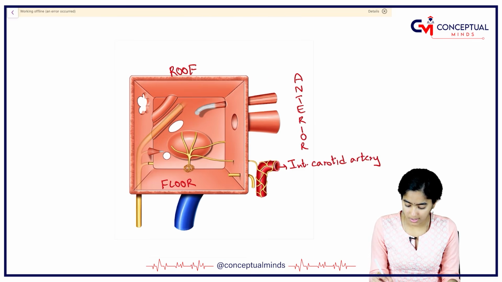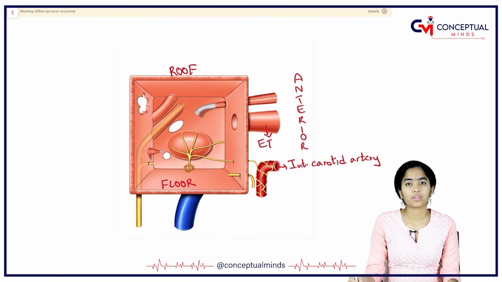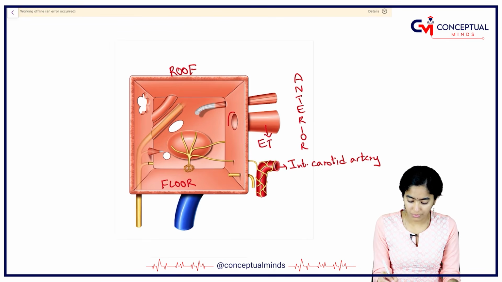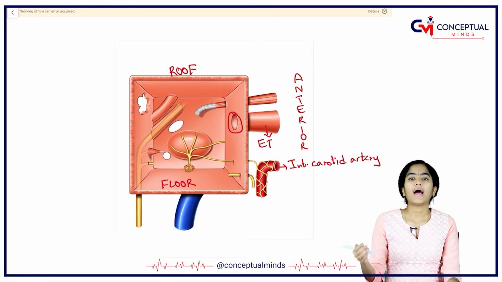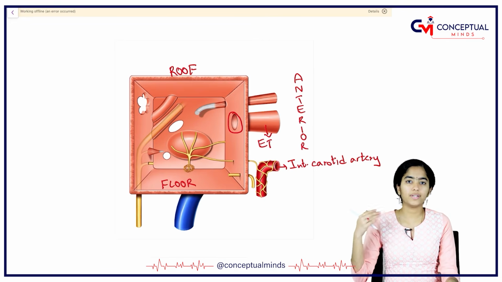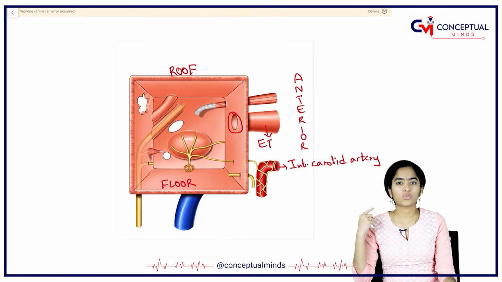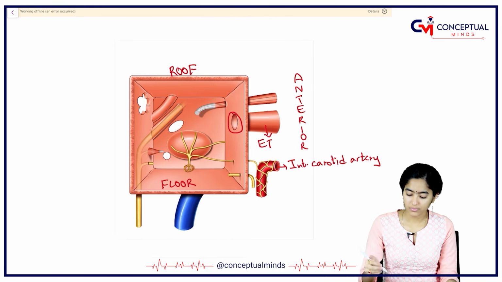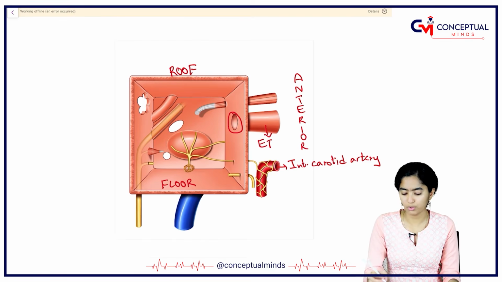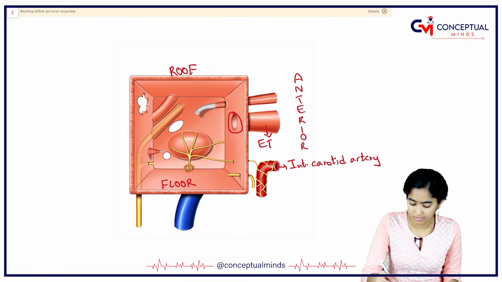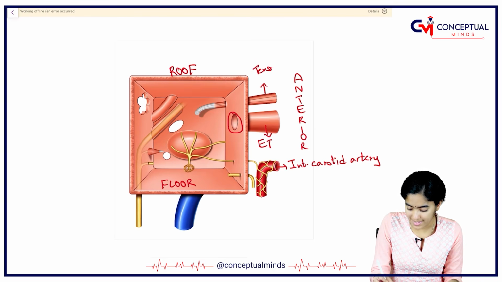And this here is the eustachian tube. So we have the opening of the eustachian tube onto the anterior wall. So the middle ear communicates with the nasopharynx via the eustachian tube. Above the eustachian tube, this is the canal for tensor tympani muscle.